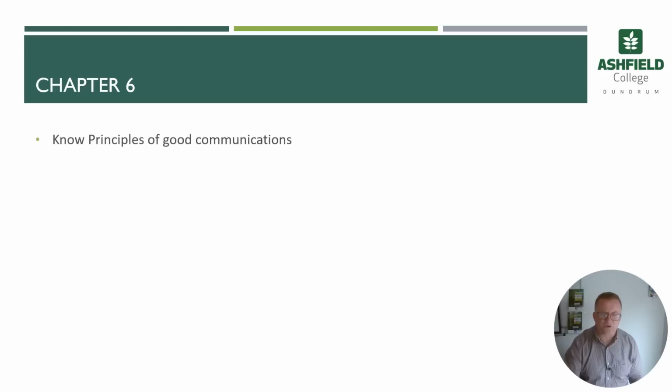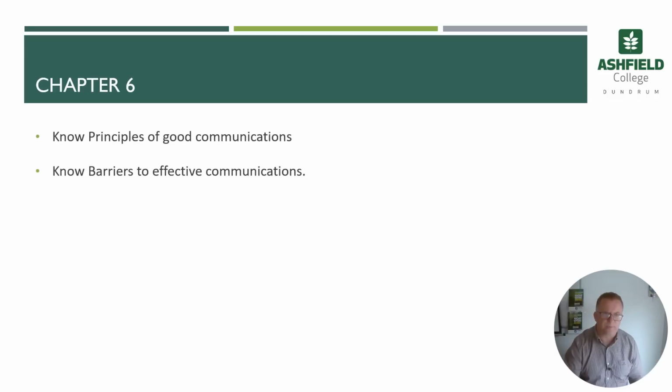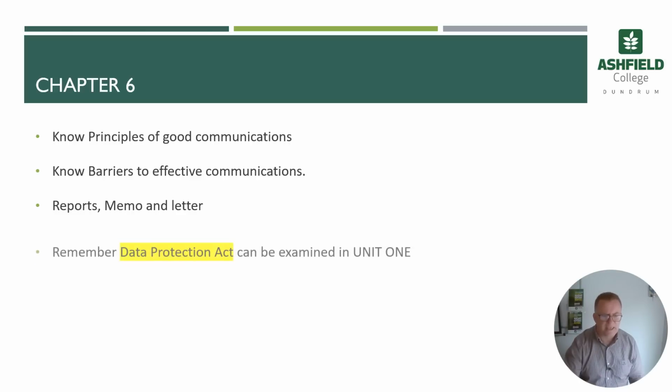Chapter 6 is a chapter on communication. Know the principles and know the barriers of effective communication. Know your reports, know your memo, know your letter. Also know an email too. That was up last year for the first time ever. The details, it was 4 or 5 marks going for the layout of an email involving the recipients and the sender and the topic and the opening and closing bit.